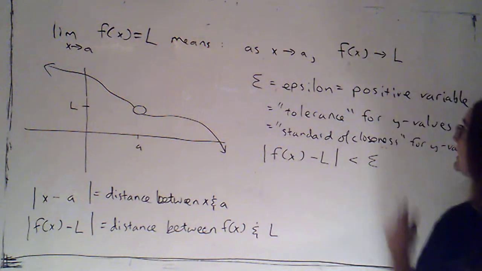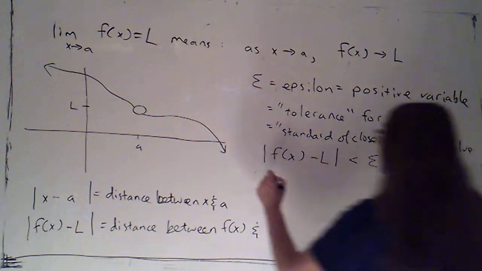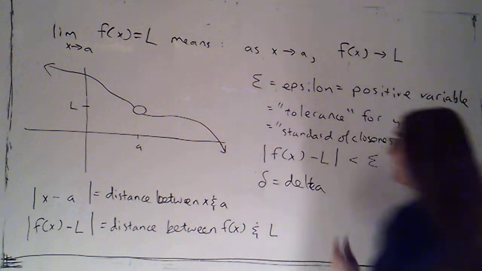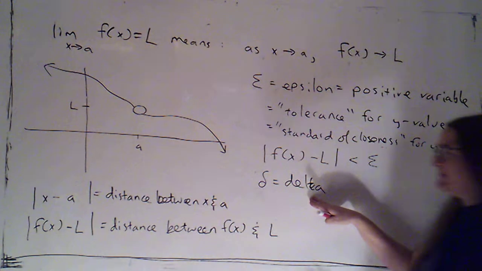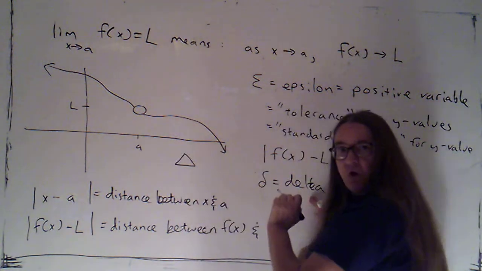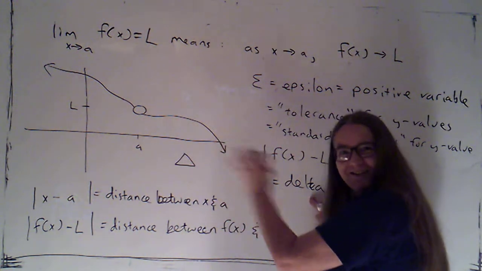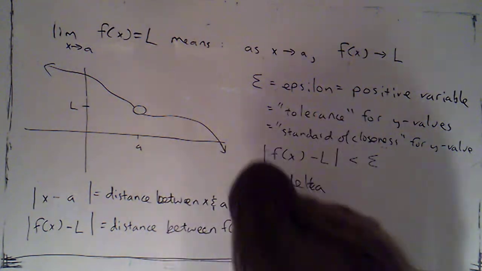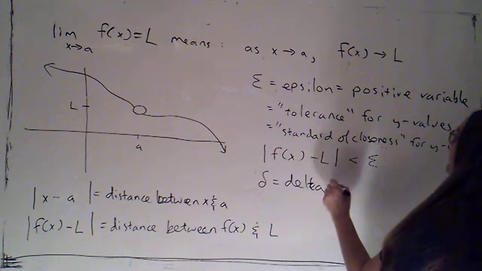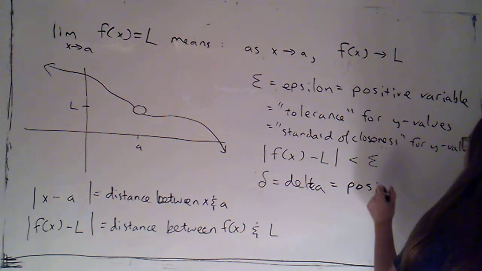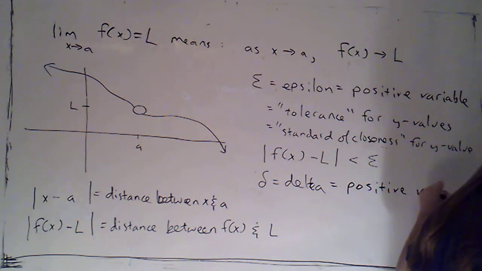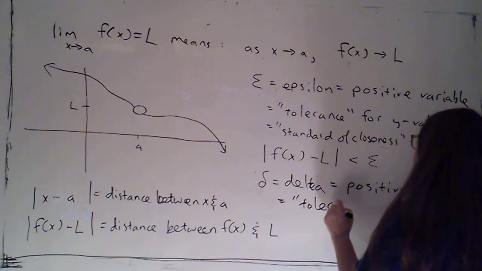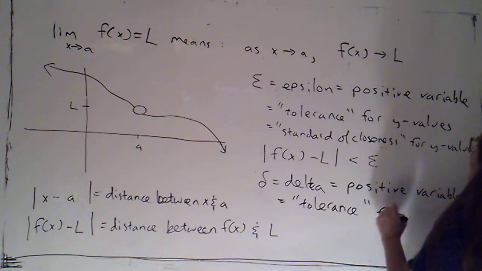And I'm going to introduce another variable. It's going to be a delta. That's also a Greek letter. Now, you've seen a capital delta before. A capital delta looks like a triangle, and we talk about delta y and delta x for getting the slope, say, of a secant line. Okay, this is a lowercase delta. It's also going to be a positive variable. And I can think of it as being my tolerance for the x values.